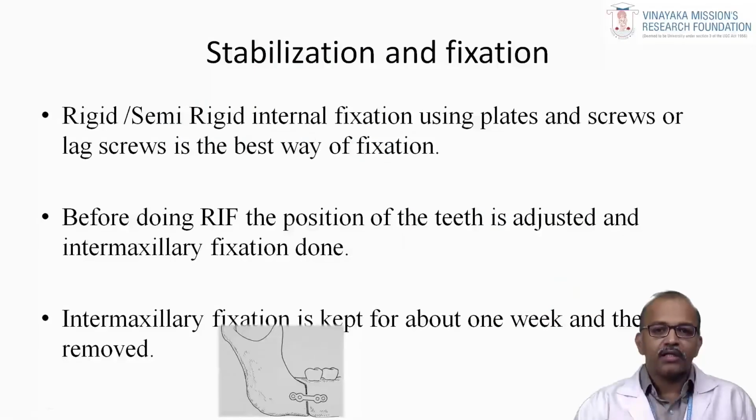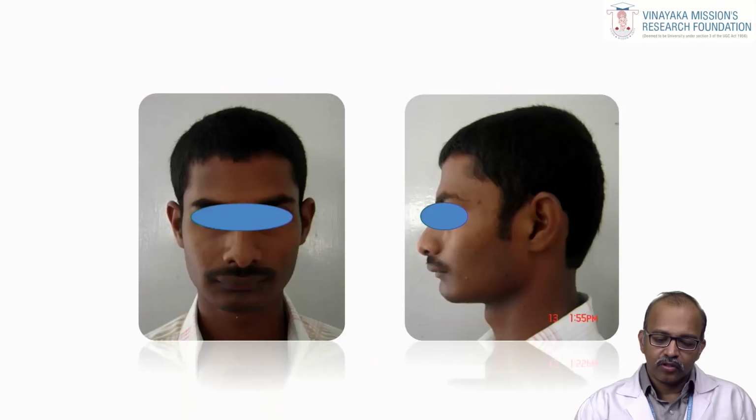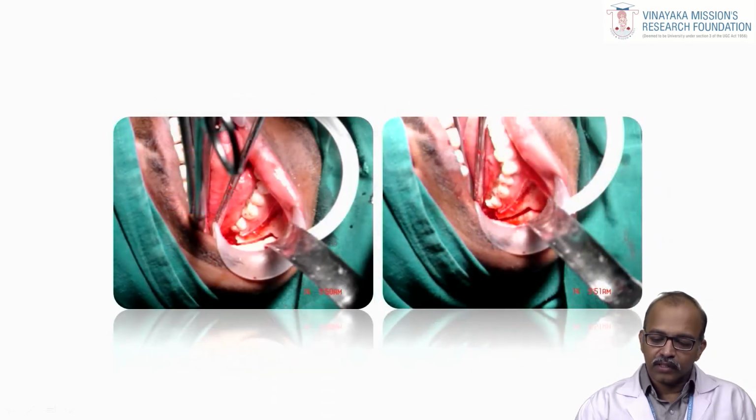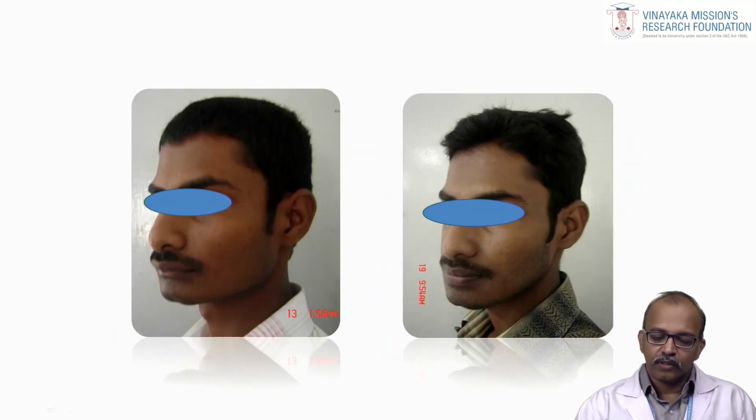Then we have to fix it with plates and screws. IMF, if needed, we can do it. This is how the cuts are placed, post-op. This is a case of severe mandibular retrognathism, osteotomy cuts placed, reposition, and this is a post-op picture.